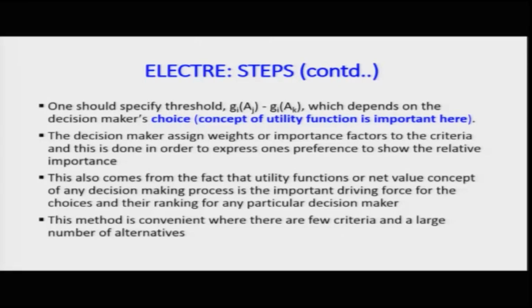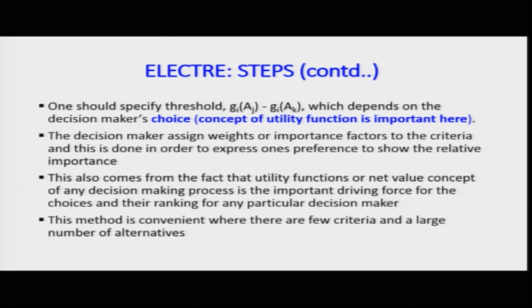obviously, if the difference is almost negligible, then in that case I am indifferent. In case they are not, obviously I will be tempted to take the decision 1 with respect to 2, that means alternative i with respect to j. Hence, the threshold, which is given by the functional form of g(A i, A j) minus g(A i, A k), will depend on the decision maker's choice. The concept of utility function would be very important here, and we will consider that later on. The decision maker assigns weights or importance factors to the criteria, in order to express one's preference, to show the relative importance of one alternative with respect to the other and take decision accordingly.